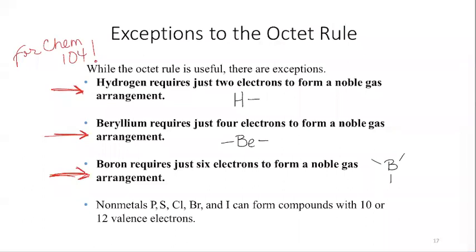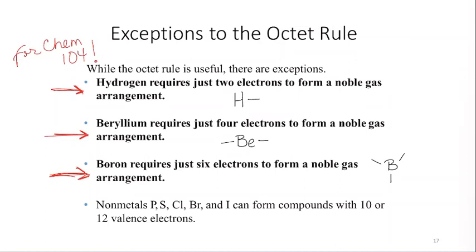And then you see that the last bullet point is what I was mentioning with the nonmetals that can have an expanded octet, meaning that they can hold more than 8 electrons. But in this class, I'm not focusing on that last bullet point. This is just for students that are going to be taking other chemistry classes, okay?